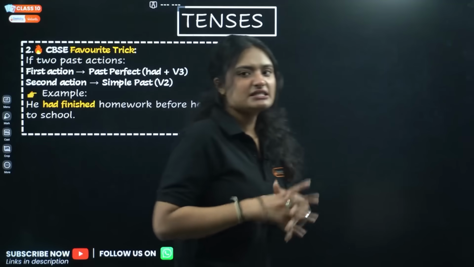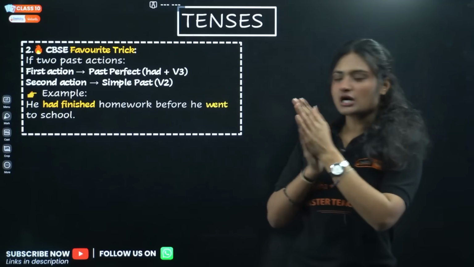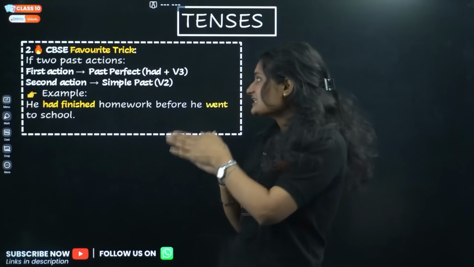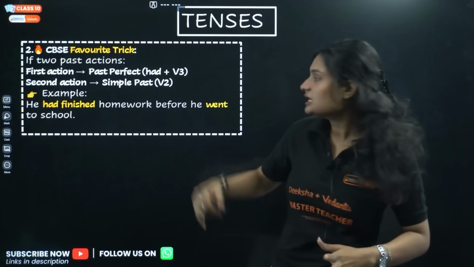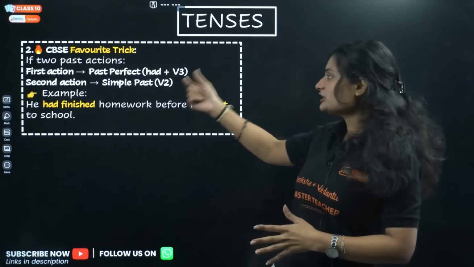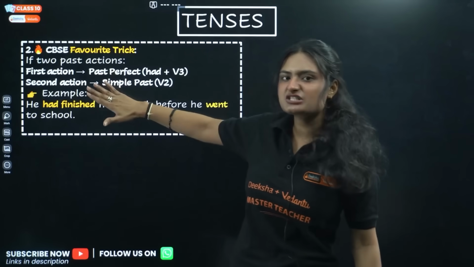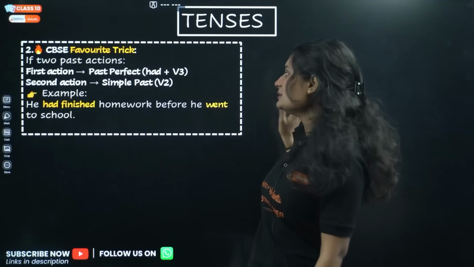There's one CBSE's favorite trick out there. If there are 2 past actions, the first is always past perfect. The second action is simple past. For example, he had finished homework before he went to school. So the first action will be called past perfect, and the second action will be simple past.